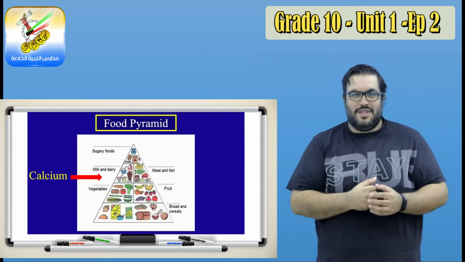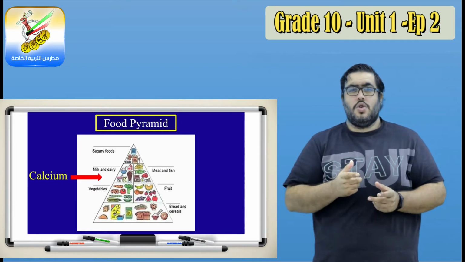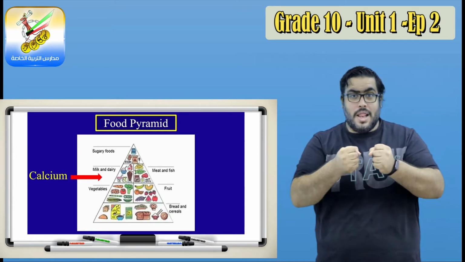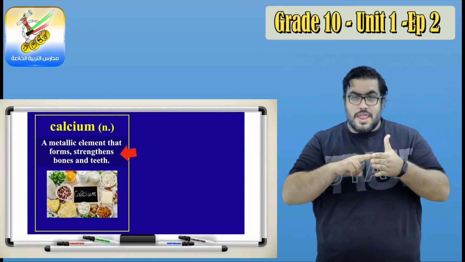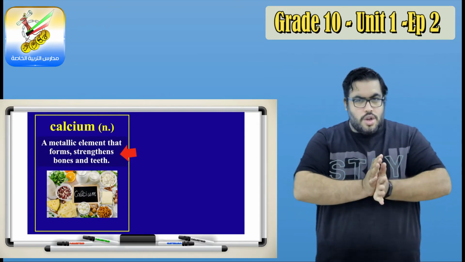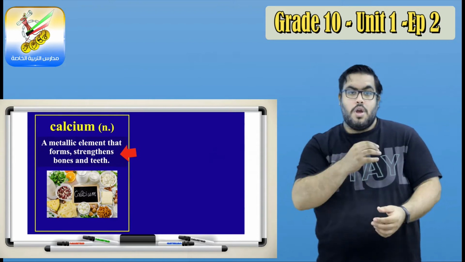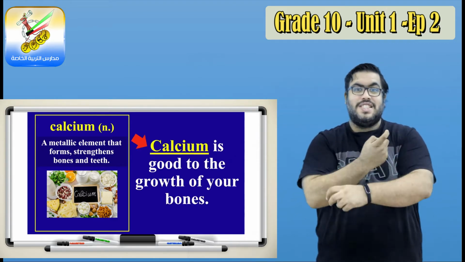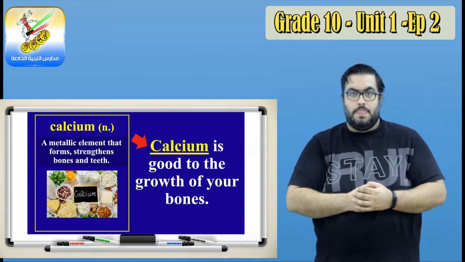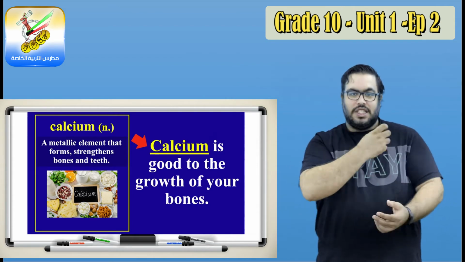Here we have another element found in milk and dairy. It's calcium. Calcium is a noun. It means a metallic element that forms, strengthens bones and teeth. For example, calcium is good to the growth of your body, of your bones.